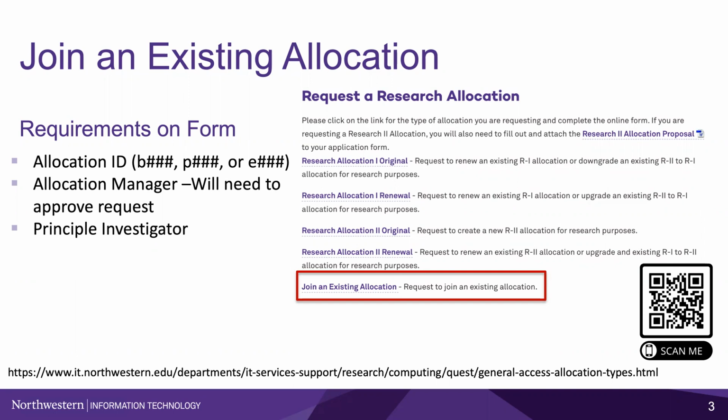This form requires you to input the allocation. This typically starts with the letters B, P, or E, depending on what type of allocation it is. The allocation manager also is something you'll have to fill out, and they will need to be the one to give the initial approval to the request form. You may need to ask the person you're working with to determine who the allocation manager is. And lastly, you'll need to fill out the principal investigator. After approval from the allocation manager, the research computing team will then approve the form.